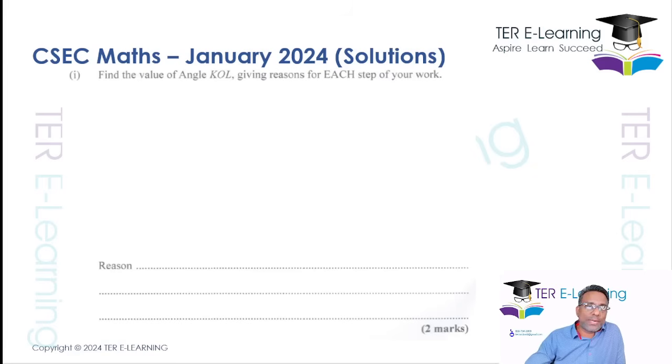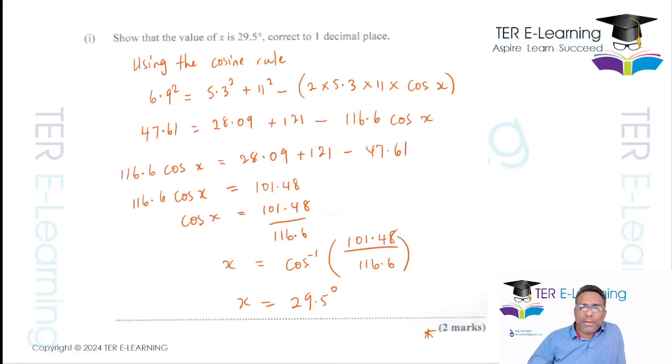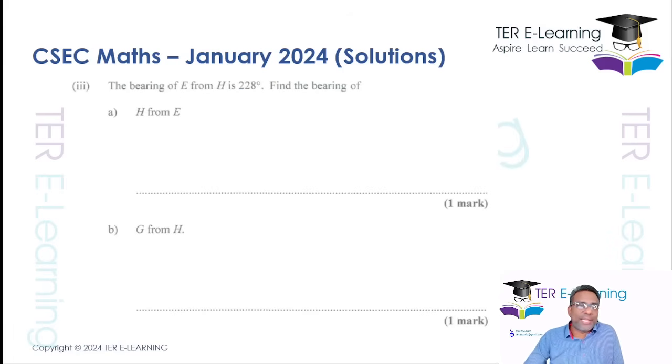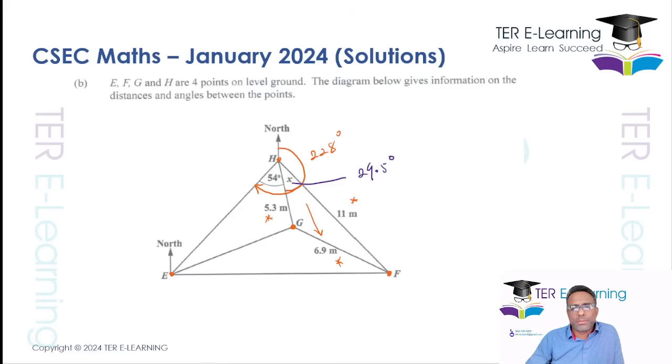And you already know that angle X is 29.5. That might be important. I'm not sure as yet. This angle here is 29.5 degrees. Now let me see what they're asking us for. They want to know the bearing of H from E. So the bearing of H from E is this angle here. That's the angle that we want to get.